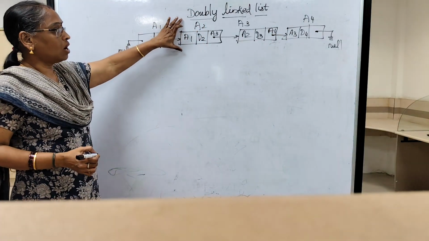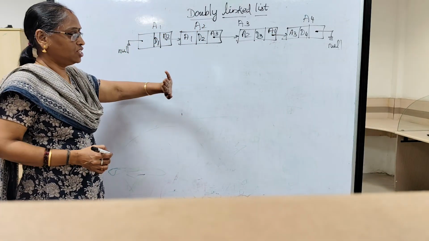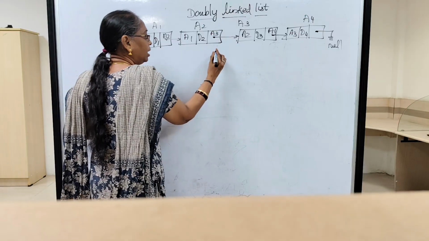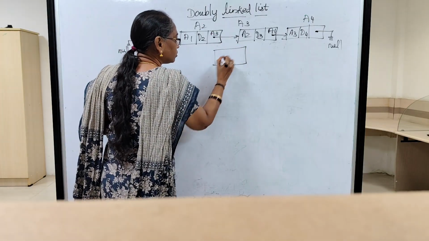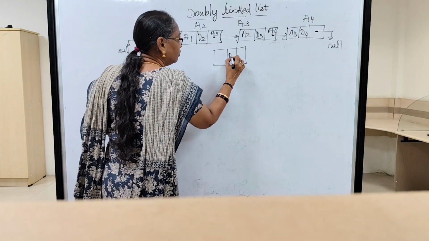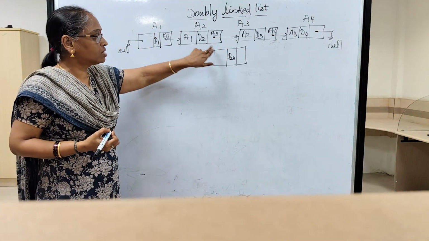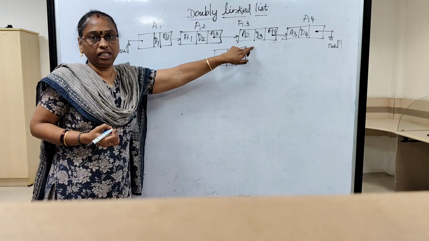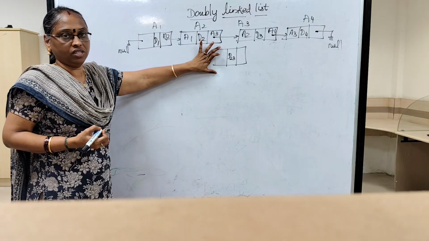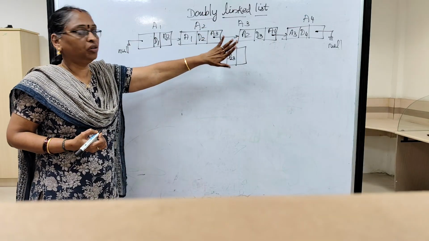So in this case, how can we do the insertion and deletion? See, for example, I am going to insert a new node with the data D23. So the data D23 I am going to insert in between D2 and D3. So how can I insert this node in between D2 and D3?